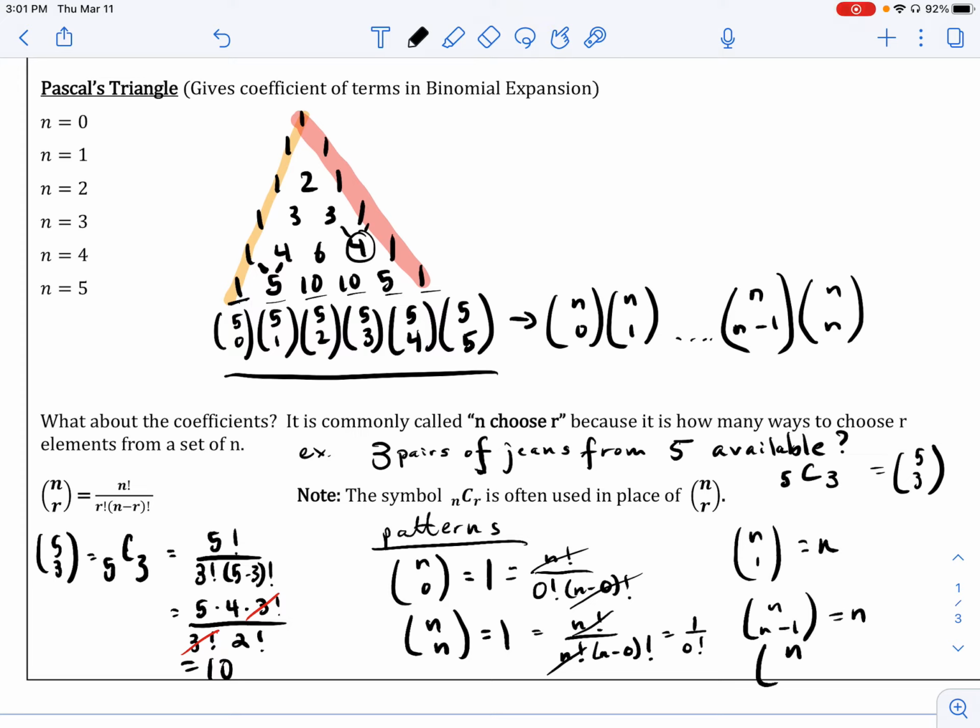And then finally, n choose any r is just going to be equal to the same thing as n choose n minus r. So I encourage you to stop for a second and think about why these are the case. Do the expansions if you need to.